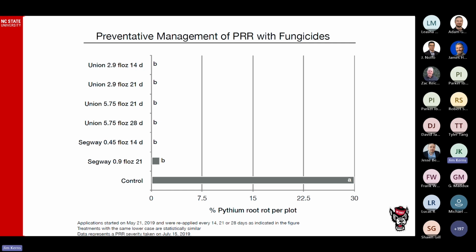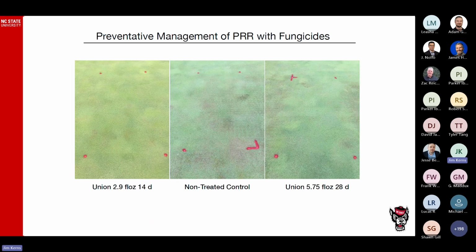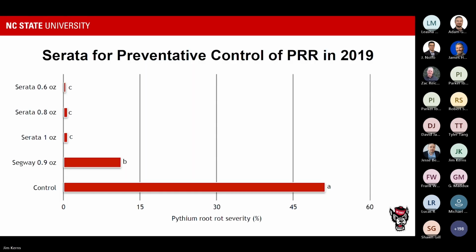Flawless, right? Both on a 14 and 21 day interval. Fantastic, okay? And once again, I'm highlighting before the epidemic, right? May 21st here is typically about a soil temperature of about 65 degrees, and that's when I like to start for Pythium root rot. Showing you non-treated control, Union doing very well here.